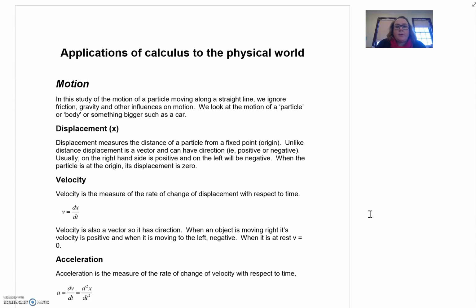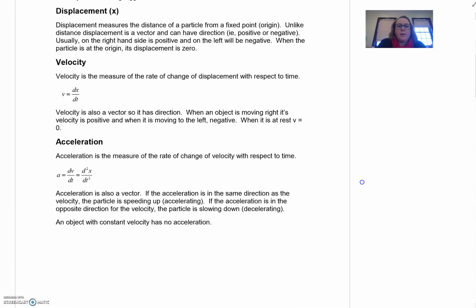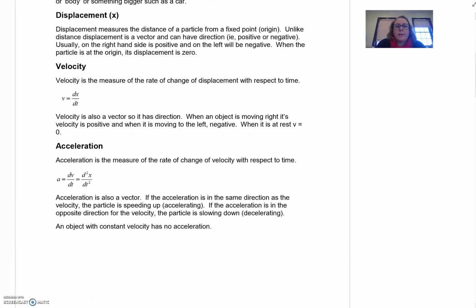Velocity is the rate of change of displacement, so dx/dt equals velocity. And we know that when it says at rest, velocity is 0. We know that if it's negative, it's moving to the left, and if it's positive, it's moving to the right.